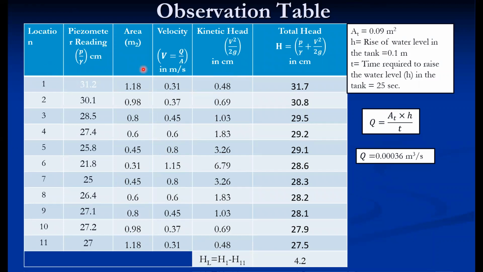So this is the observation table. These are the locations. There are 11 locations, and for each location, for this particular flow, the piezometric heads are measured. You can see location 1, and the area at the respective locations. At locations 1 and 11, the areas are almost identical; in fact, the cross-sectional area is the same. When we proceed from 1, the area gradually decreases. It is lowest at point number 6, and from 6 it gradually increases.